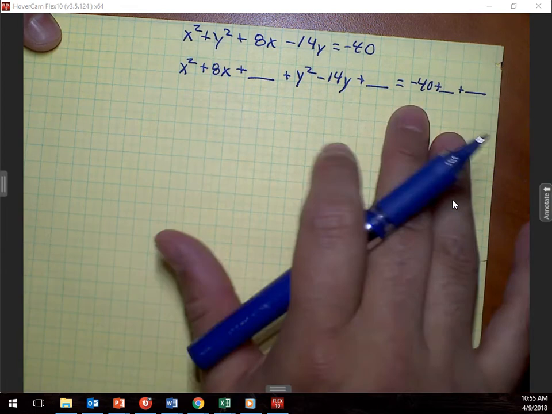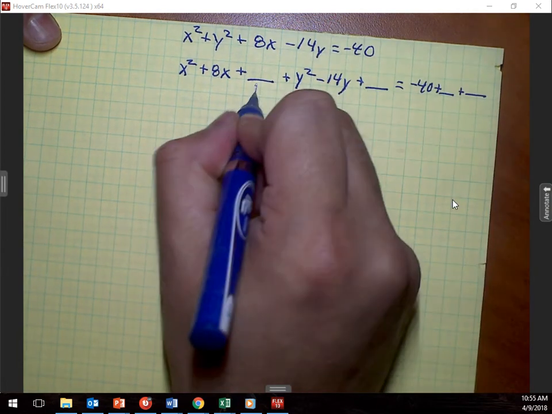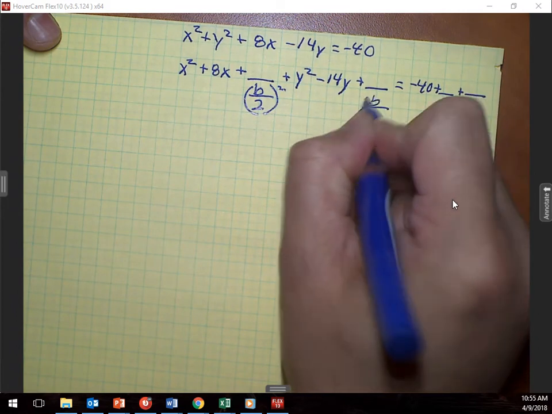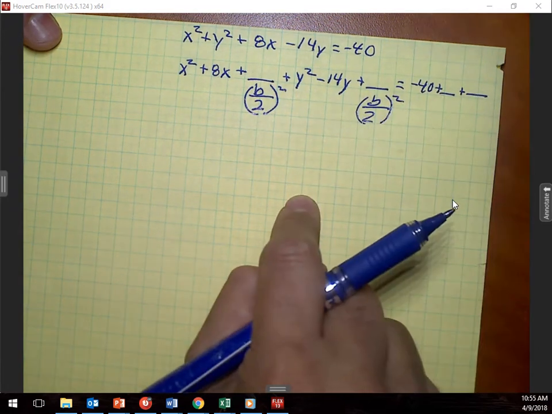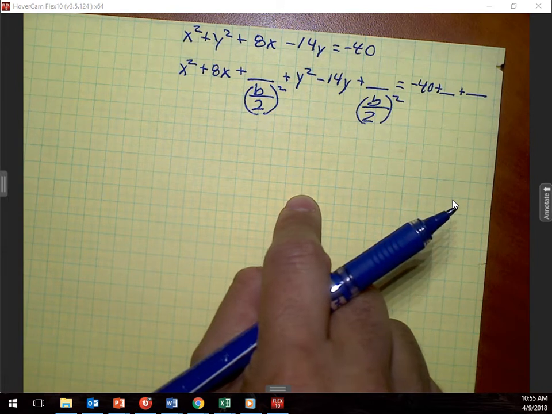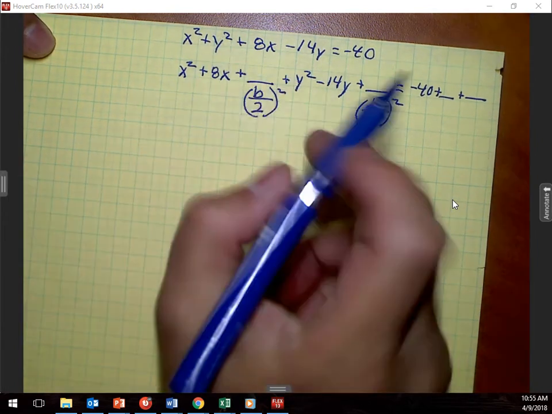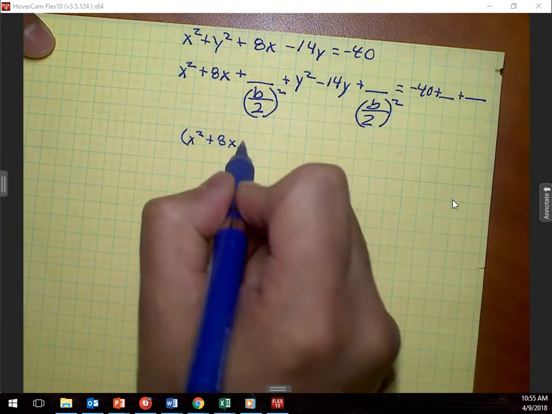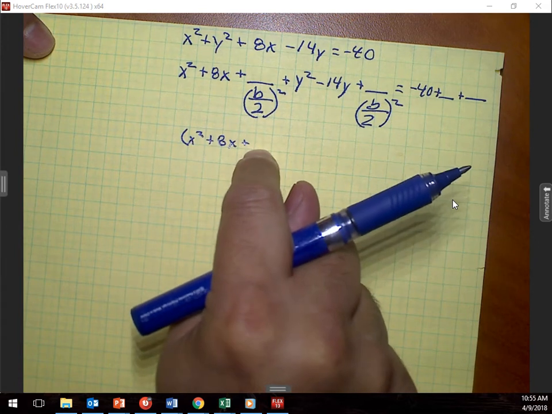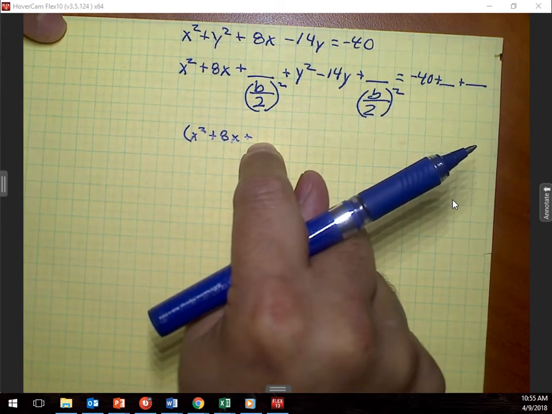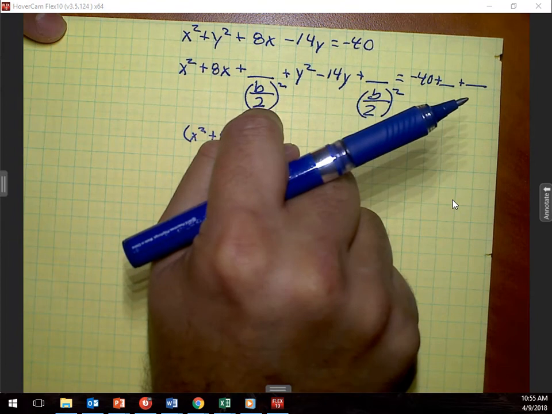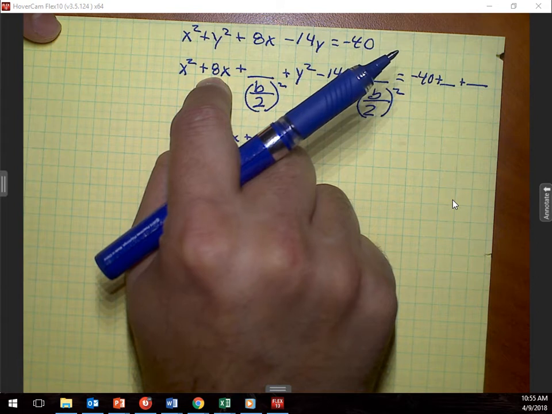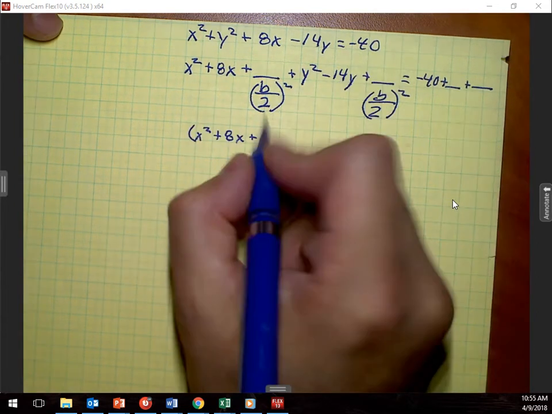So now, when we have all this, this one right here was b divided by 2 squared. Same thing goes for here. Now, let's go ahead and put in some numbers. So it's going to be x squared plus 8x plus, what's going to go in this next one? The blank. 16. Very good. Because it's b divided by 2 and then squared. So 8 is my b here. So 8 divided by 2 gives me 4. And when I square 4, I get 16.